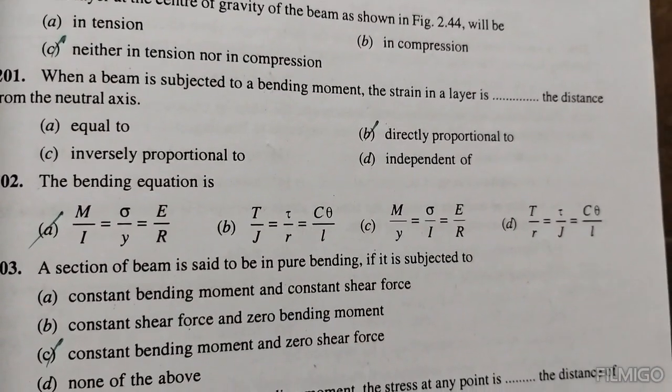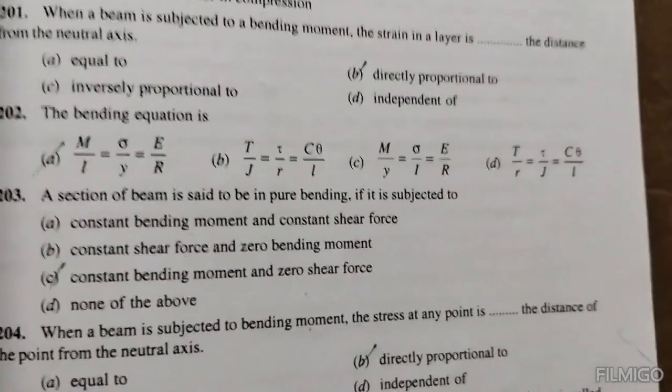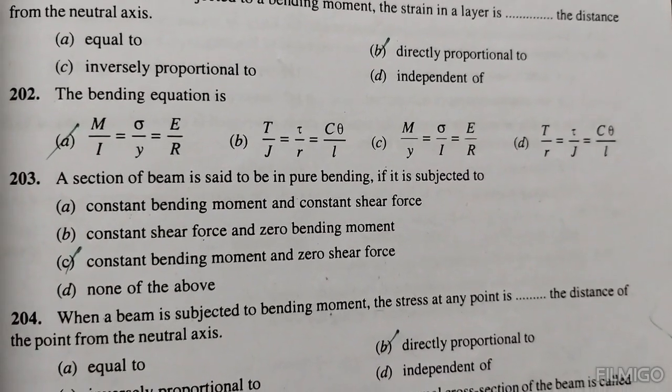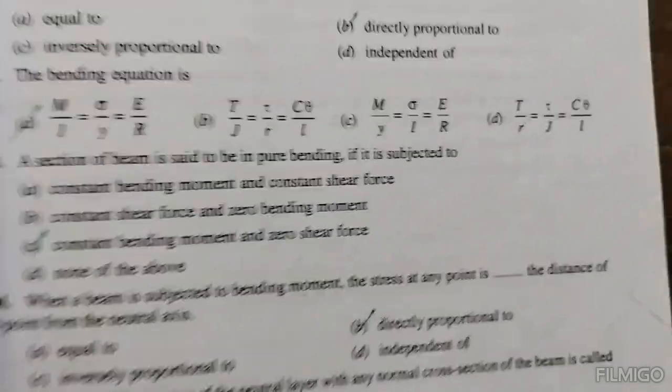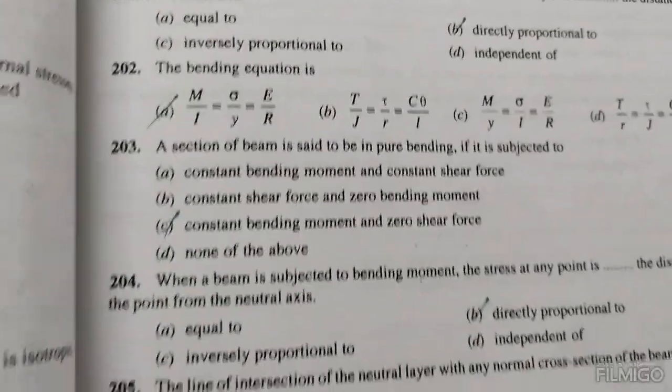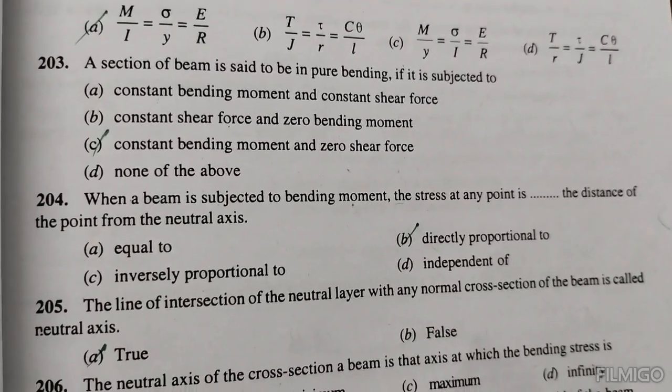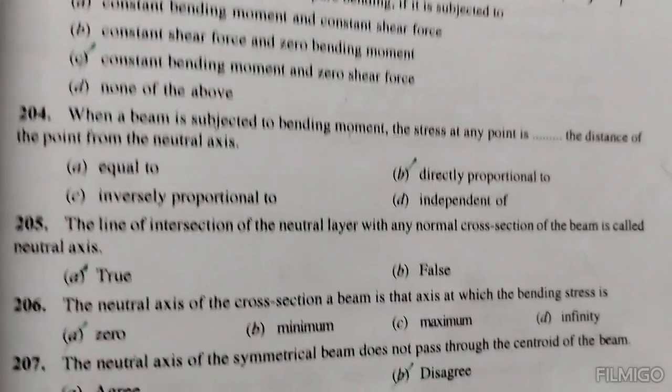The bending equation is M by I equals sigma by y equals E by R. A section of a beam is said to be in pure bending when it is subjected to constant bending moment with zero shear force. When a beam is subjected to bending moment, the stress at any point is directly proportional to the distance of the point from the neutral axis.